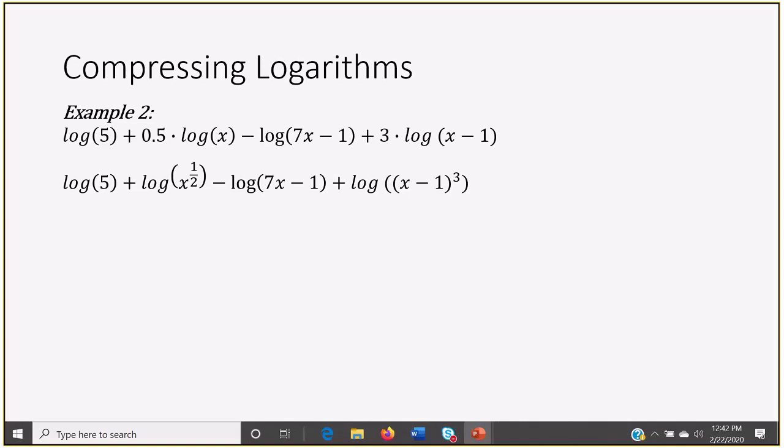Now x to the 1/2, and this one is probably digging into a lecture, I don't even know, maybe 10 lectures ago, that if I have a fraction, like 1/2, that's square root. If I have 1/3, that's cube root. If I have 1/4, that's fourth root. So I am just going to write it as a square root.